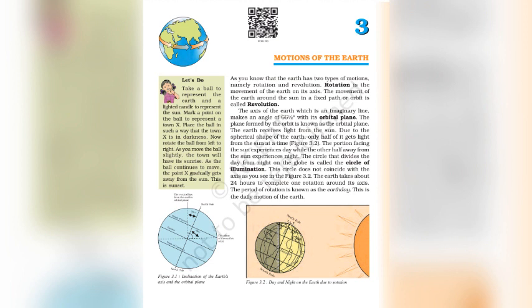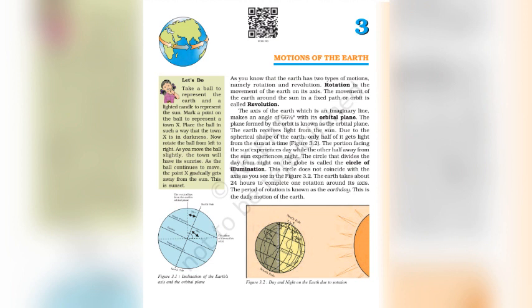The earth takes about 24 hours to complete one rotation around its axis. The period of rotation is known as the earth day. This is the daily motion of the earth. What would happen if the earth did not rotate? The portion of the earth facing the sun would always experience day, thus bringing continuous warmth to the region. The other half would remain in darkness and be freezing cold all the time. Life would not have been possible in such extreme conditions.